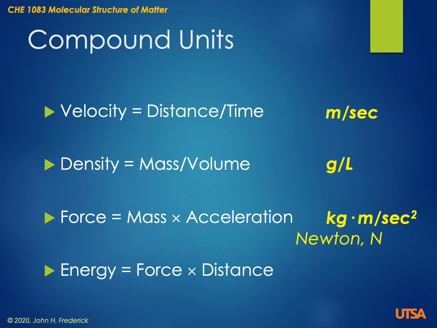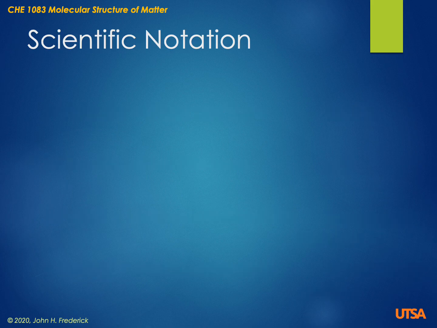Energy we've also seen as a compound unit, and it's force times distance, or kilogram meter squared per second squared, which we define as a joule, or use the capital J as the abbreviation for that. Now, one last thing, because we're dealing with big numbers, sometimes we still have big numbers even though we've used these prefixes in the metric system. So we want to get used to using scientific notation.